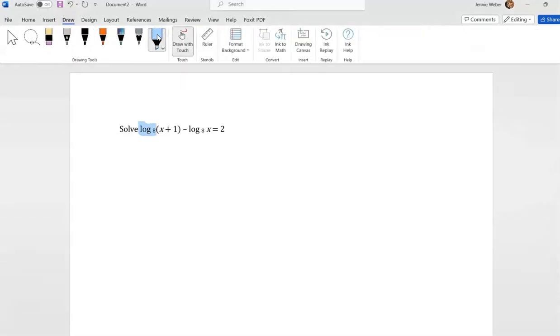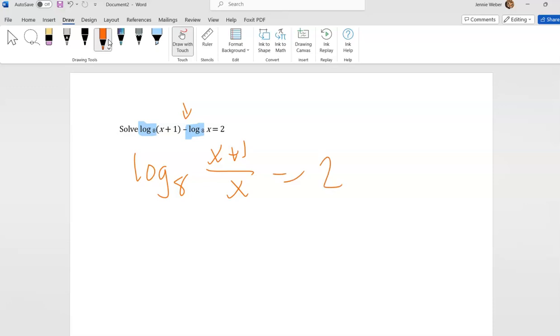So since these are the same, we can use our log rules that says we have a subtraction sign here, right? That links to division. So this is the same as log base 8 of (x plus 1) over x equals 2.